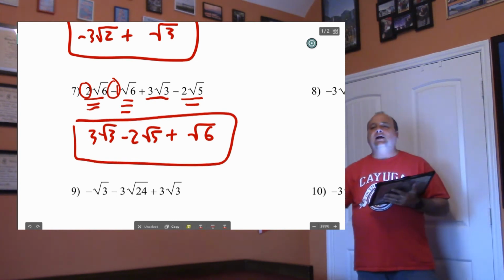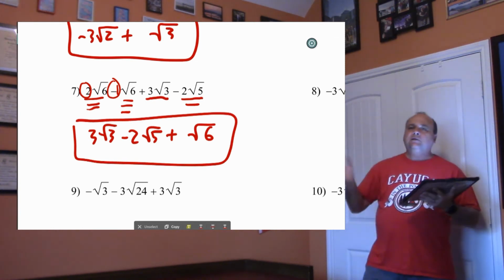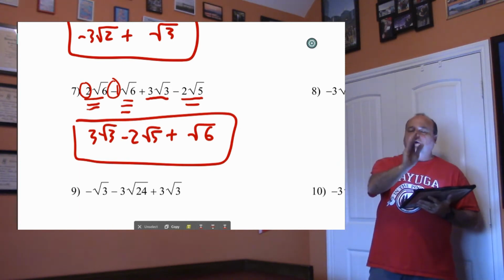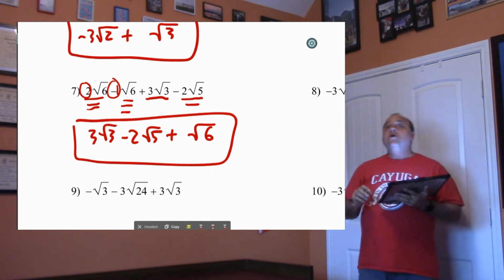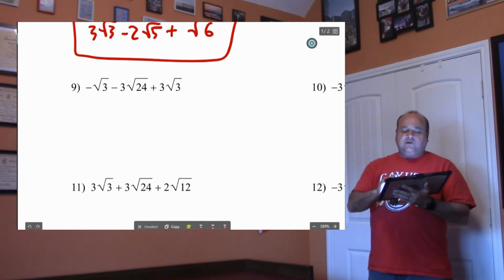So all the math I did on that is just 2 minus 1. It's the only arithmetic I did. Put the square roots in order from least to greatest, and just group the coefficients up. Let's go to the next one.